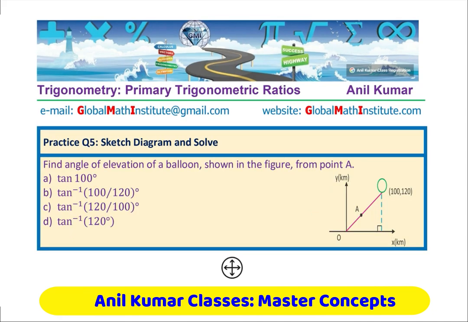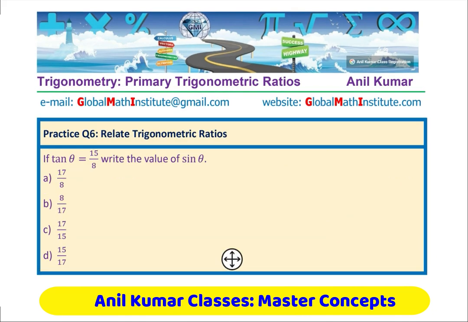Question number 5. Find angle of elevation of a balloon shown in this particular figure. So the angle which we need to find, angle of elevation, is this angle, right? We are given the coordinate points here, 100, 120. Based on this, you need to write down the answer. Very good.